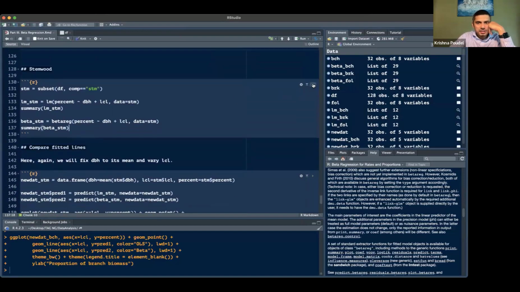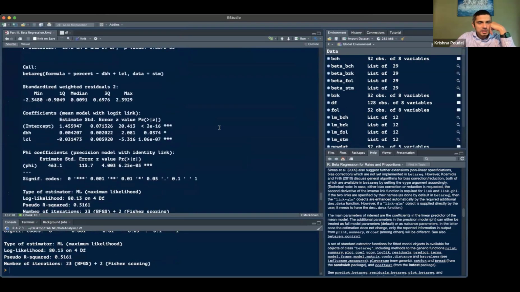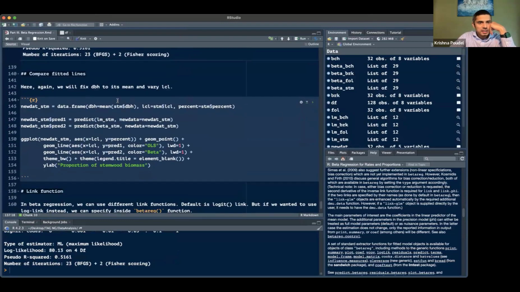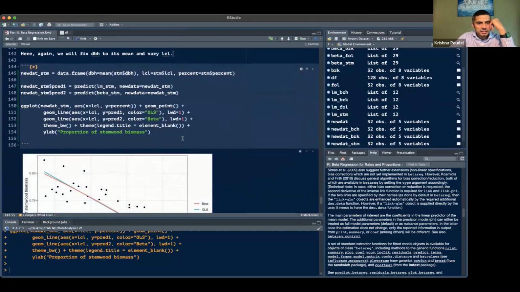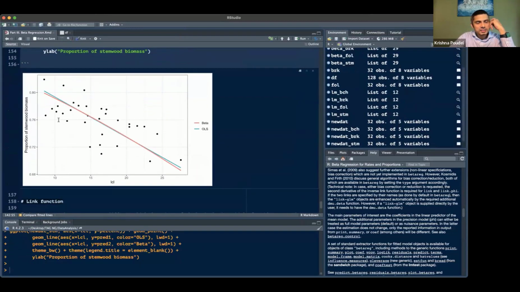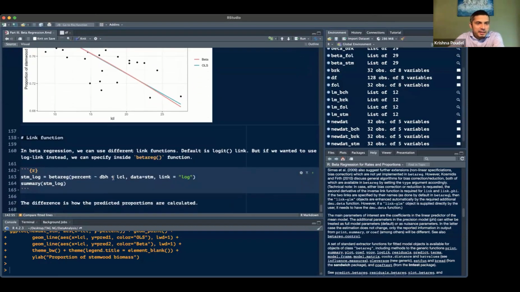And for stem wood, we do the same thing. And then let's plot. Here again, we fixed DBH to its mean value, and we let the live crown length vary. And we see, and this makes sense too, that with increasing live crown length, the proportion of stem biomass will be slightly smaller, because now we have more biomass in the crown. Okay.